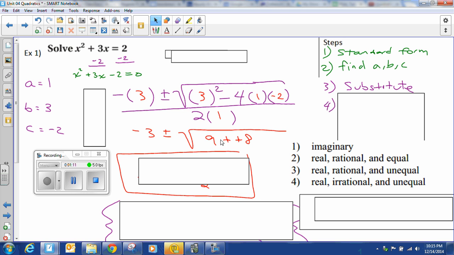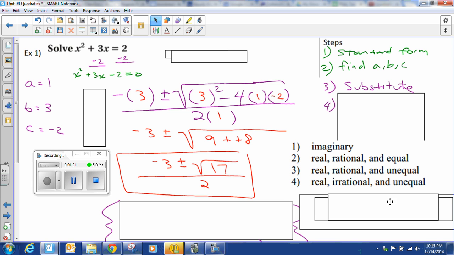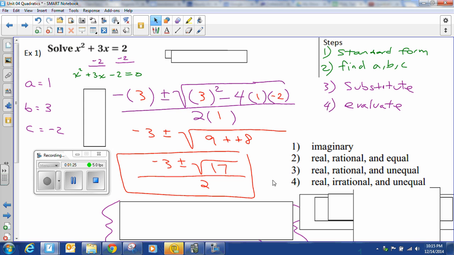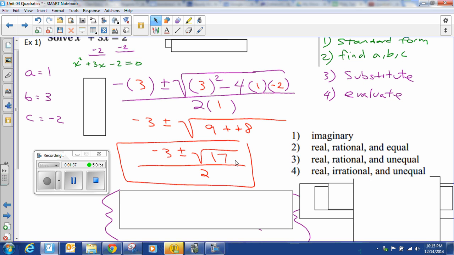Simplify. 3 squared is 9. 4 times 1 times negative 2 is negative 8. Negative negative is positive. The denominator is 2 times 1, which is 2. And our final answer is negative 3 plus or minus the square root of 17 all over 2. And you may recognize this solution as coming from completing the square.